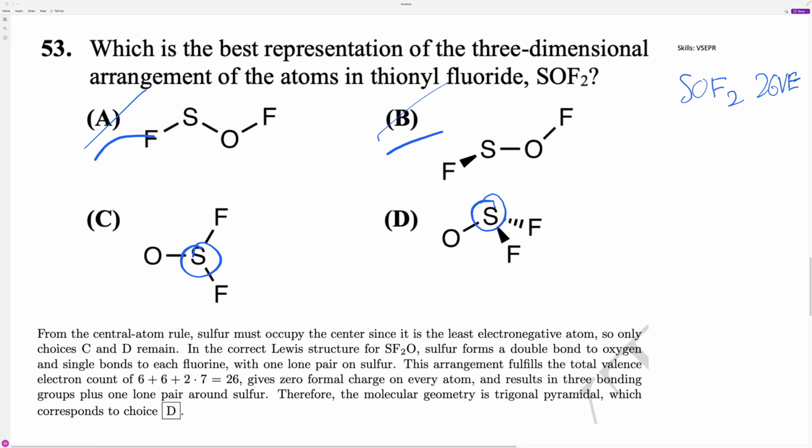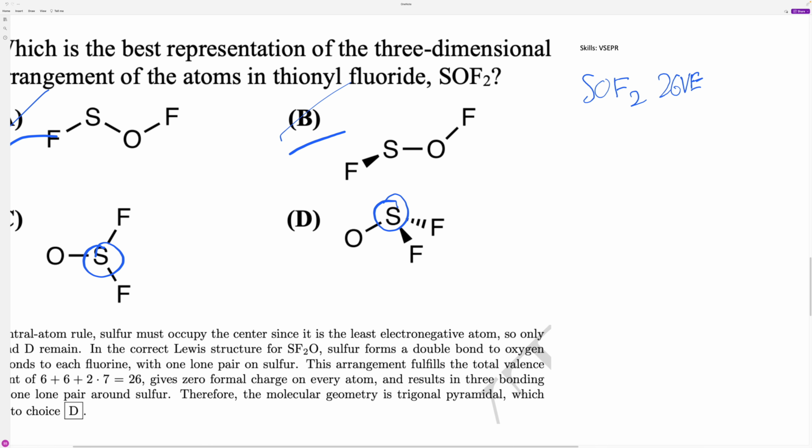So now what we can do is draw out the structure with 26 valence electrons. It's going to look something like this. And you'll notice the sulfur here exceeds the octet rule, but that's okay because it's in the third row or lower. So if you're wondering how you get the structure, you know that oxygen prefers to have 2 bonds here and fluorine prefers to have 1.